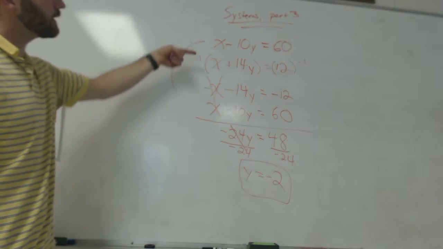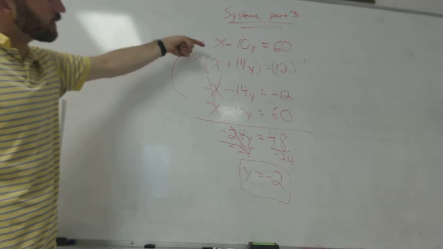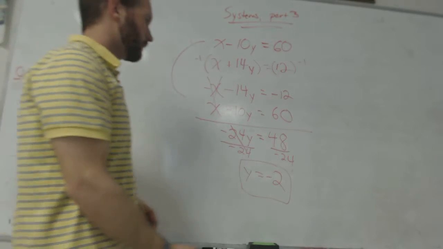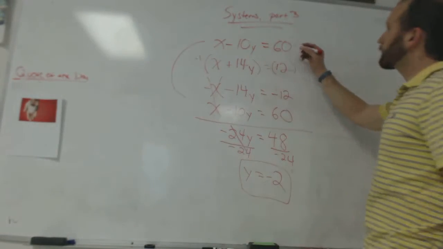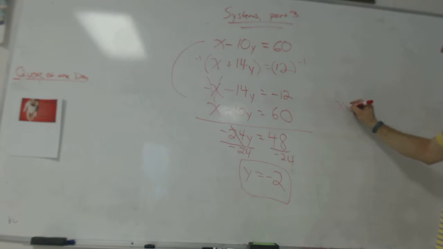Now I plug that in to find x. Let's plug it into the top one, why not? So I'm simply going to rewrite this, except when I get to my y, I'm going to write negative 2. It's all on the screen. I'm not on the screen, but you can still hear my voice. X minus 10 times negative 2 equals 60.